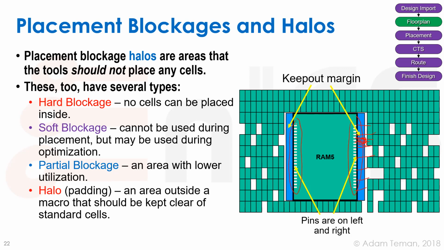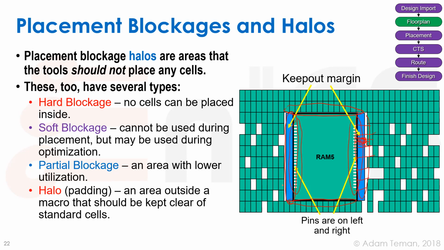So what we almost always do is we'll put some placement blockage on the area right in front of the pins, maybe even on all sides of the macro. These are called halos because usually they're 360 degrees around it. We can define several types of placement blockages. There are other reasons to make placement blockages. So we can have hard blockages. That means that no cell can be placed inside these areas.